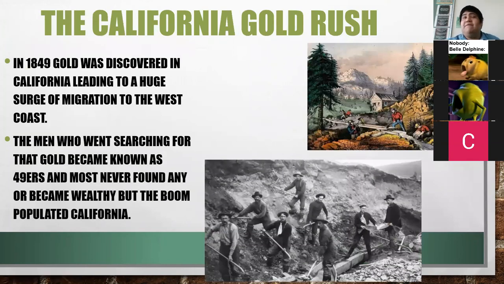So I'll give you a minute and a half for the California Gold Rush. Again, gold's discovered and a huge group of people migrated west. The people who went searching for gold became known as 49ers. Most never found any, most never became wealthy. California will become a state faster than most other states. And it will become a state so quickly because of how many people move there due to the gold rush.